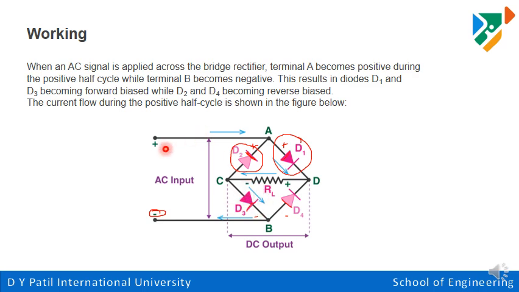Now how does the supply flow? For the positive half cycle, at positive terminal A, diode D1 acts as a closed switch, and D3 also acts as a closed switch. So how is the path completed? Positive A, D1, D, load, C, D3, then B, and return back. So during the positive half cycle, two diodes are conducting, that is D1 and D3, and across the load we get the output voltage.